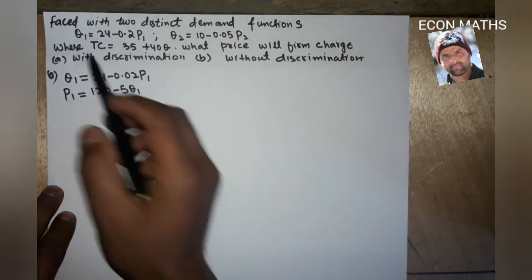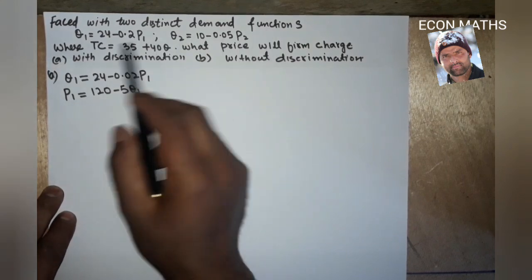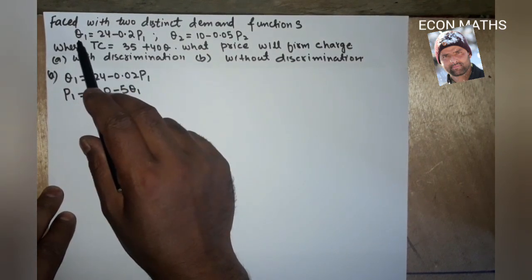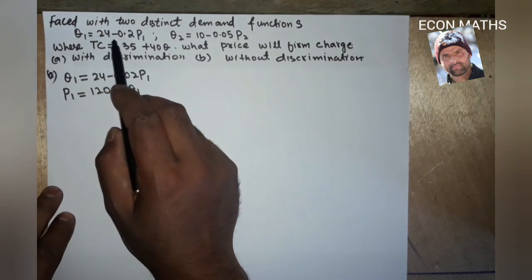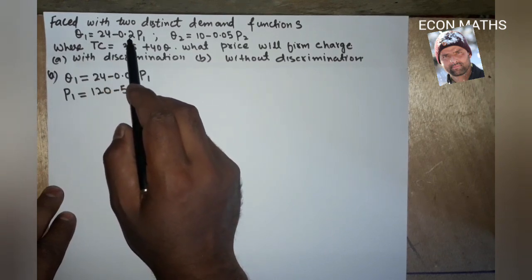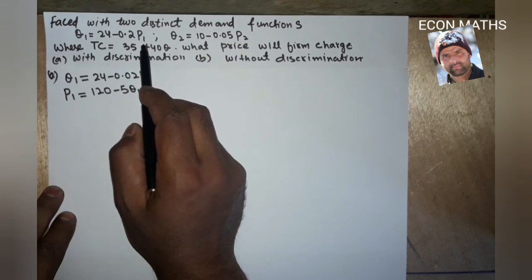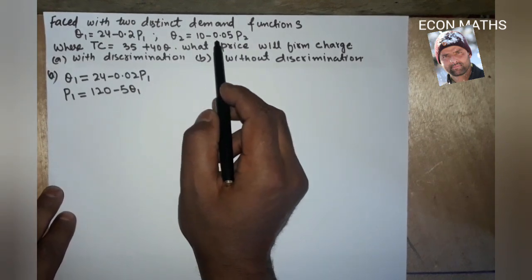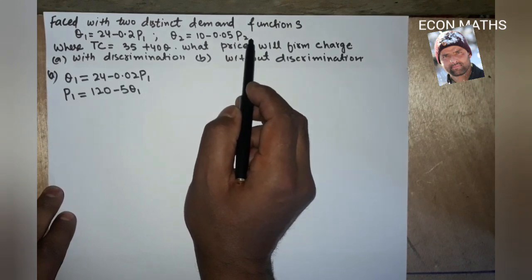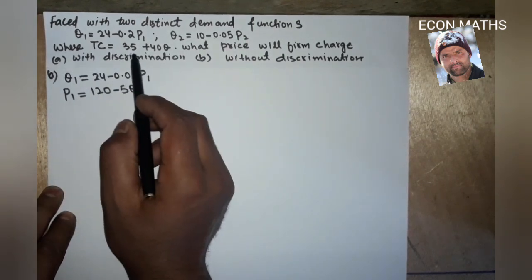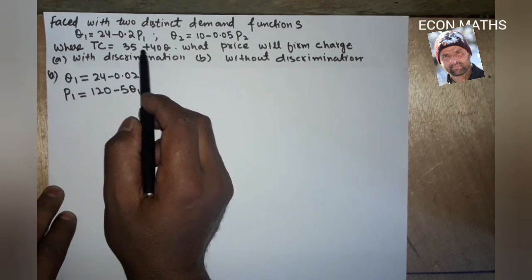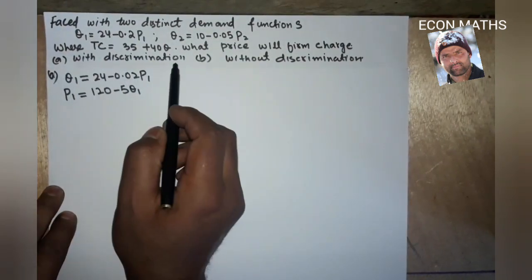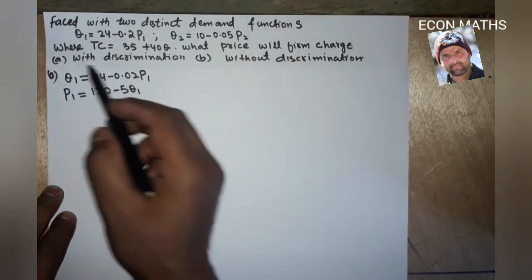So the question is, faced with two distinct demand functions, Q1 is equal to 24 minus 0.2 P1, that is, demand in the first market is equal to 24 minus 0.2 P1, the price in the first market, and Q2, demand in the second market, is equal to 10 minus 0.05 P2, where TC, total cost, is equal to 35 plus 40 Q. What price will the firm charge with discrimination and without discrimination? First, we will see the A part.